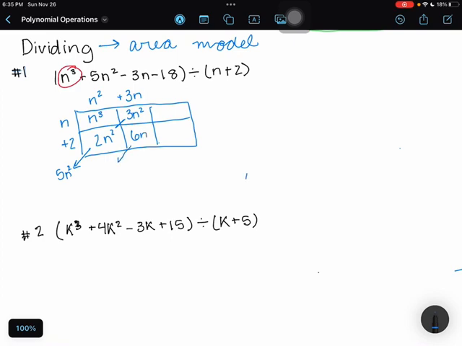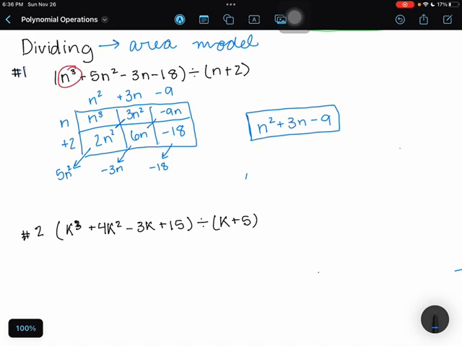And I know that I need 6n and something else to be negative 3n. And that something else is negative 9n. So what do I multiply n by to get to negative 9n? That's negative 9. And then negative 9 times 2 is negative 18. And I needed that last box to be negative 18 from my problem. So my answer is just what's on the top: n squared plus 3n minus 9.